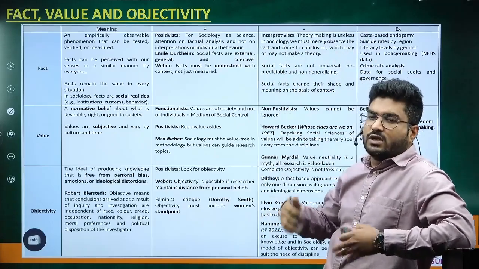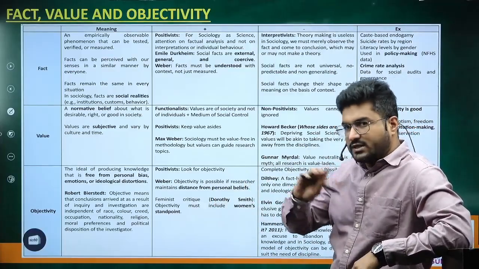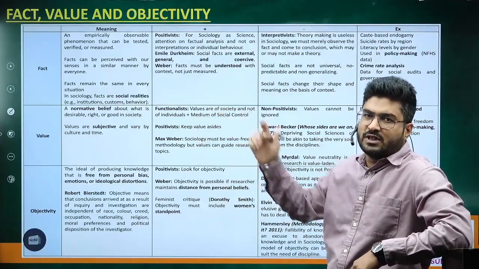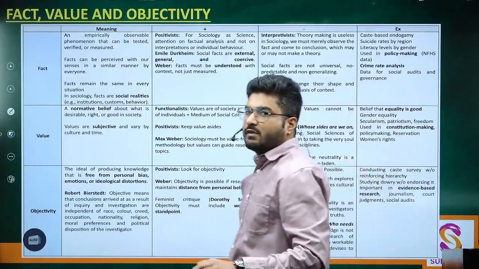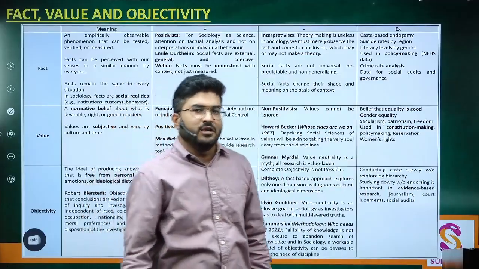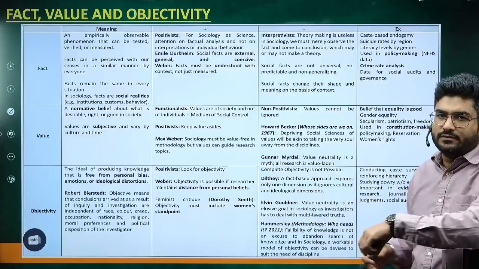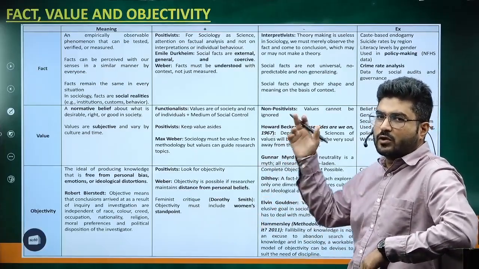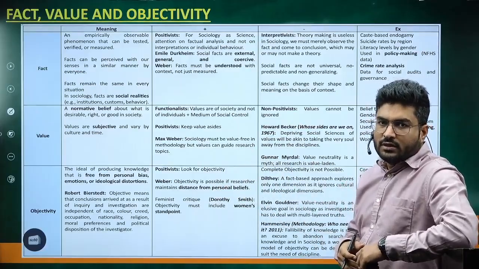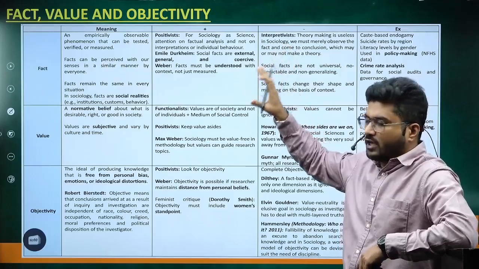Then we will try to comprehensively understand what is science, positivism, non-positivism, etc. Because whenever we talk about science, we will be talking about objectivity. Whenever we talk about positivism, we will be talking about facts, objectivity. Every time we talk about non-positivism, we will be talking about value later. So before moving to that, try to understand the meaning of fact, value and objectivity.